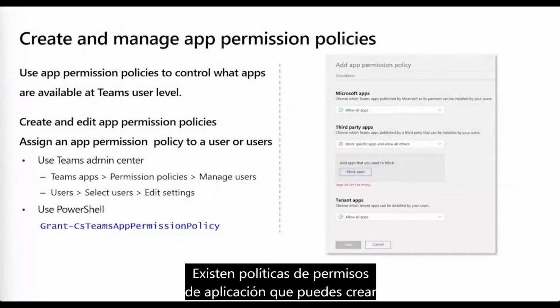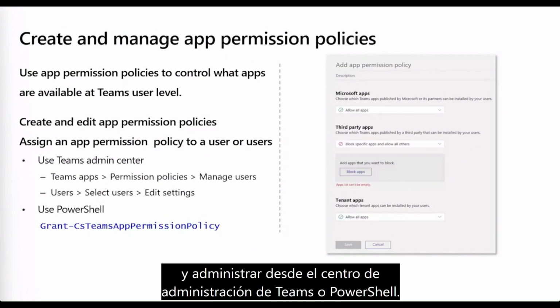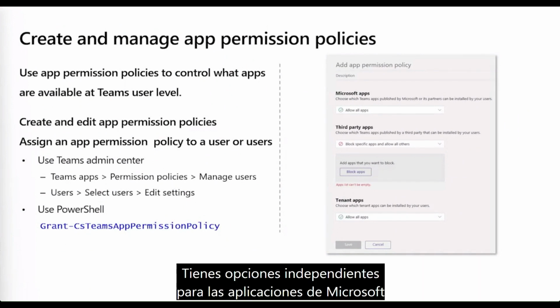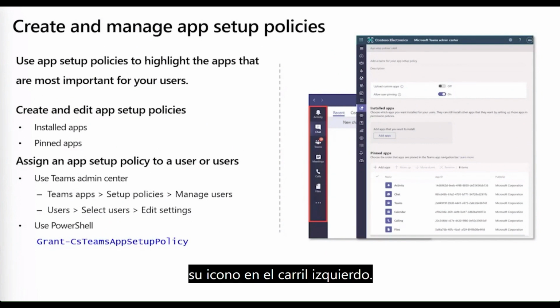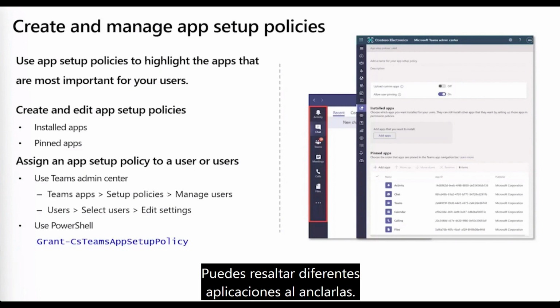There are app permission policies you can create and manage from the Teams Admin Center or PowerShell. You have separate choices for Microsoft apps versus third-party apps and apps specific to your tenant. There are app setup policies you could use, and you can highlight based on the app's position, their icon in the left rail. You could highlight different apps by pinning them.